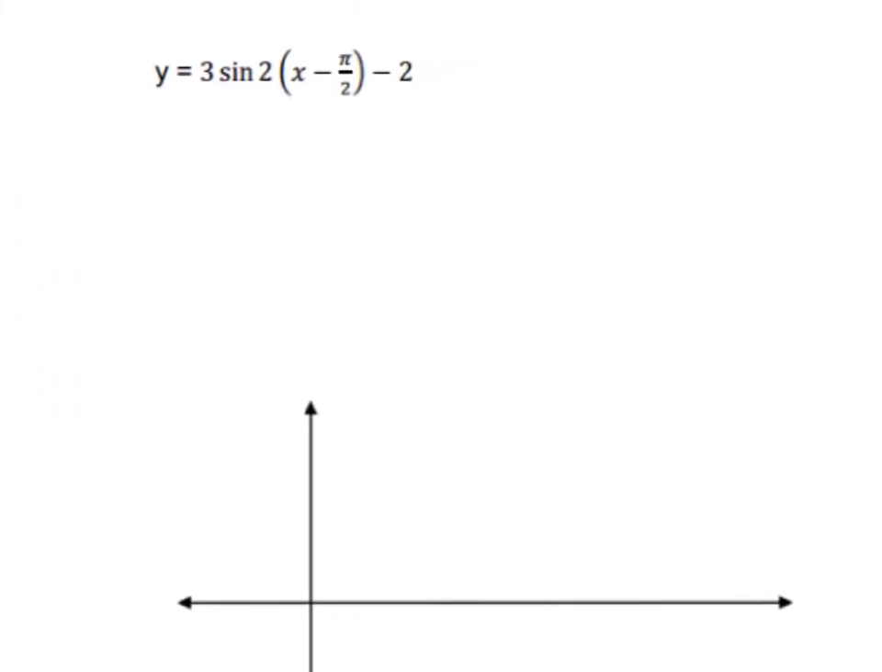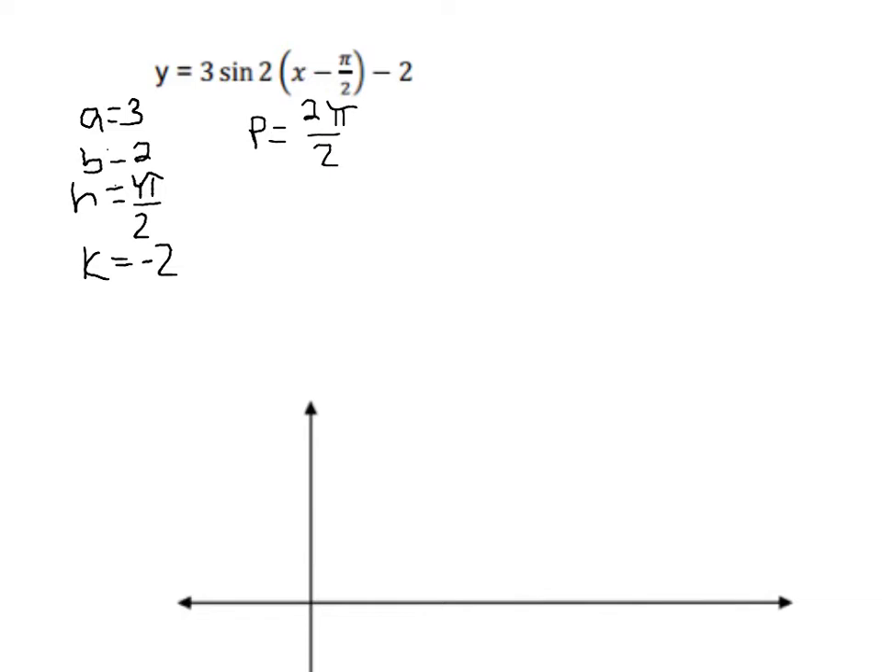Okay. So still identify A, identify B, identify H, identify K, find the period. So period equals 2 pi divided by b, so it's pi. The scale is then pi over 4, okay? So let's try to graph these now.